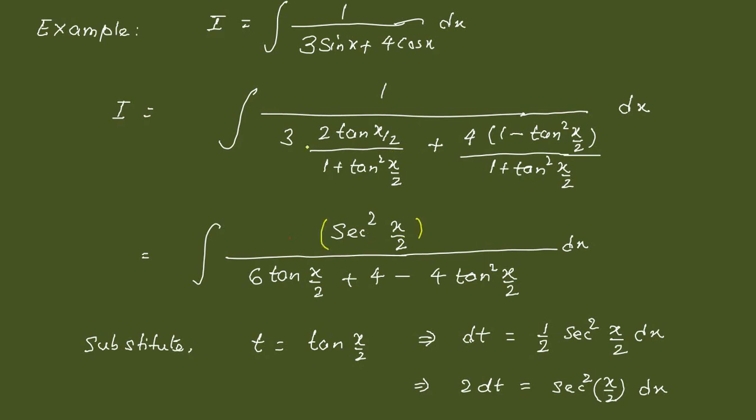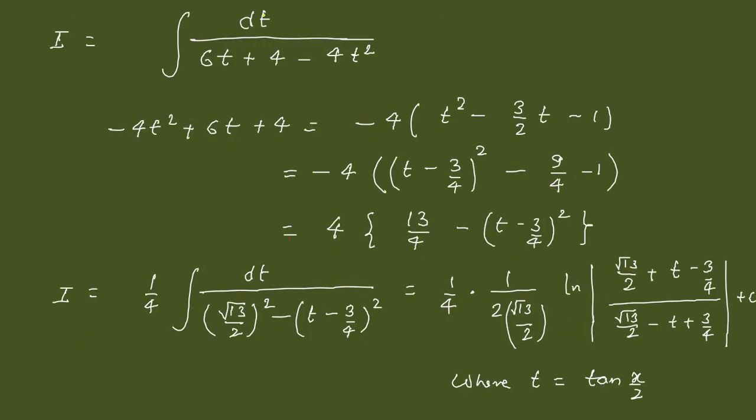In the denominator you will get 3 times 2, that is 6 tan x by 2, plus 4 minus 4 tan square x by 2. This is a quadratic in tan, and of course tan x by 2 can be substituted because the derivative of tan x by 2, at least a factor of it, is available. So t is equal to tan x by 2, and dt will be half sec square x by 2 dx. This sec square x by 2 dx is present at the top, so it can be replaced with 2 dt, and wherever you see tan x by 2 you place t. You get the integrand in terms of t: 6t plus 4 minus 4t square in the denominator, and only 1 in the numerator.